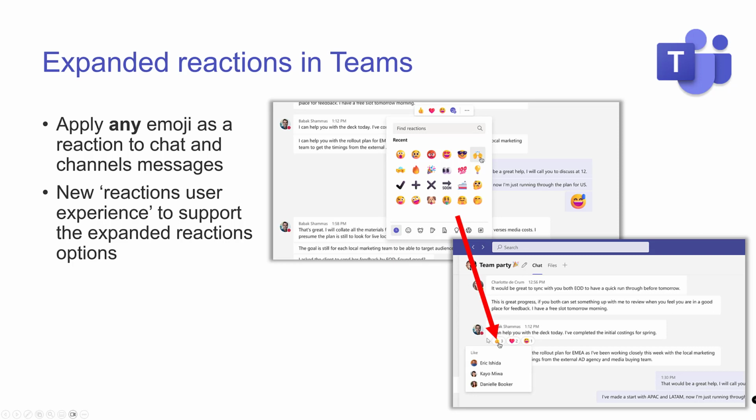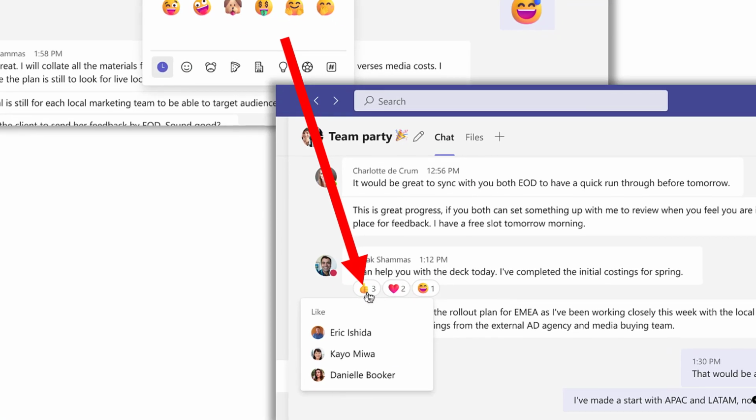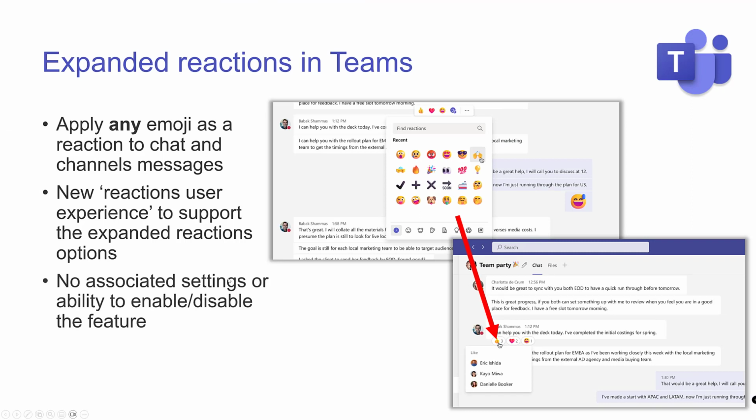You're also getting a new reactions user experience. You start from the left hand side here. Let me zoom in on that for you. I think that's probably worth a closer look. So you can see here how many people have reacted to each type, and it will go on and on and on. I'm guessing there'll be some kind of overflow over here. Although it would take quite a few reactions for that, wouldn't it? No associated settings for the ability to enable or disable this feature, so by the looks of it you're getting it.